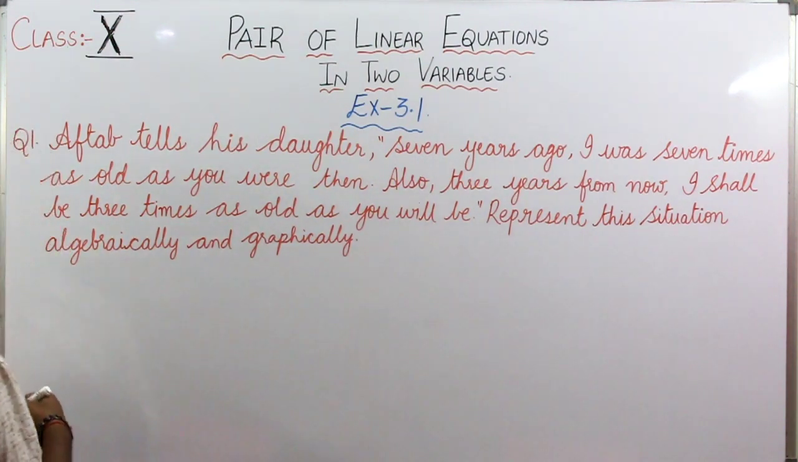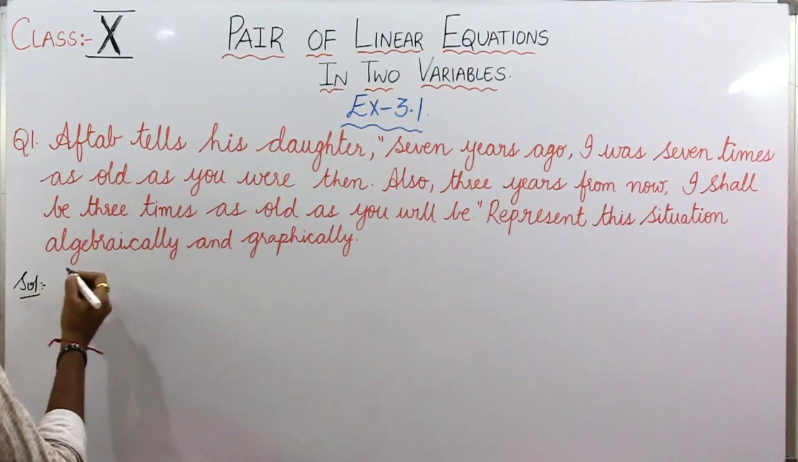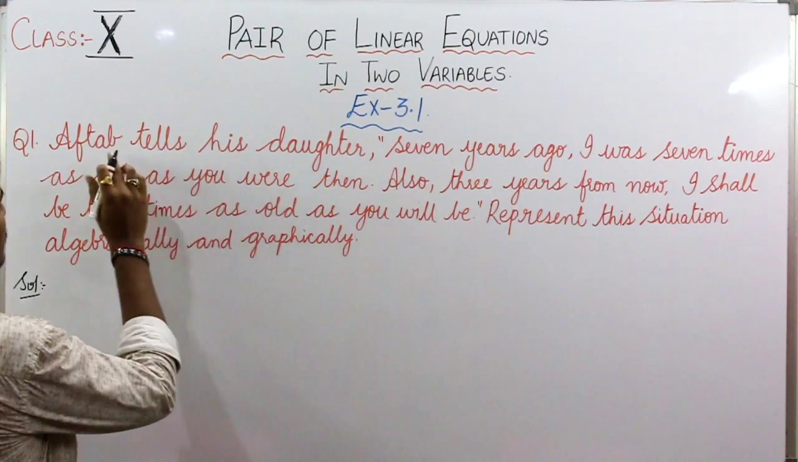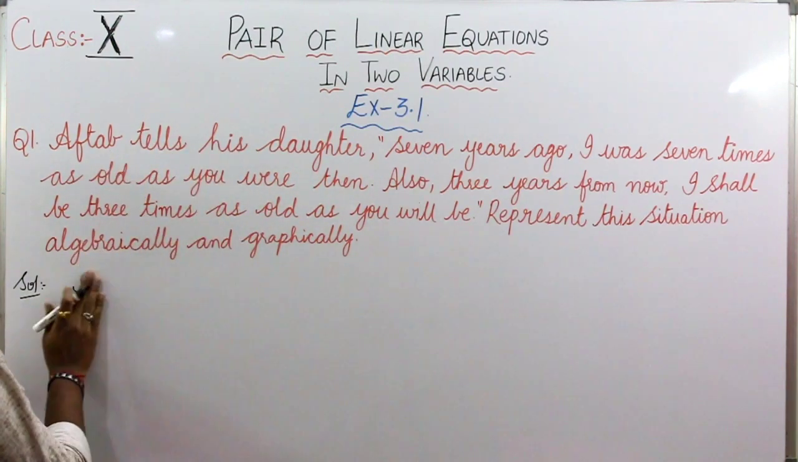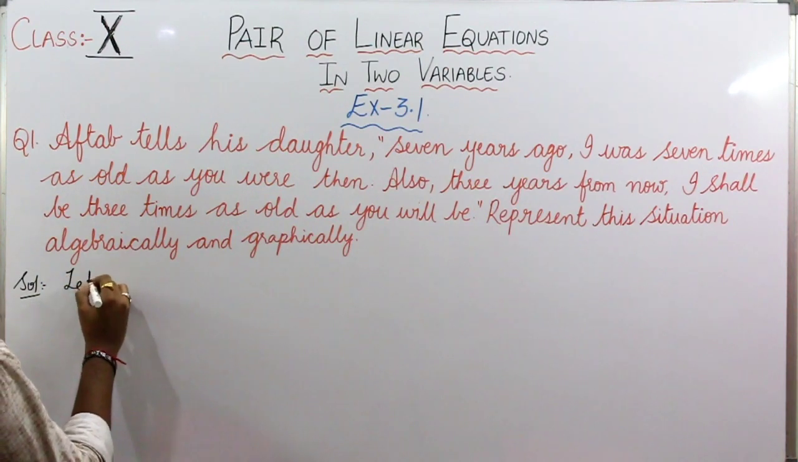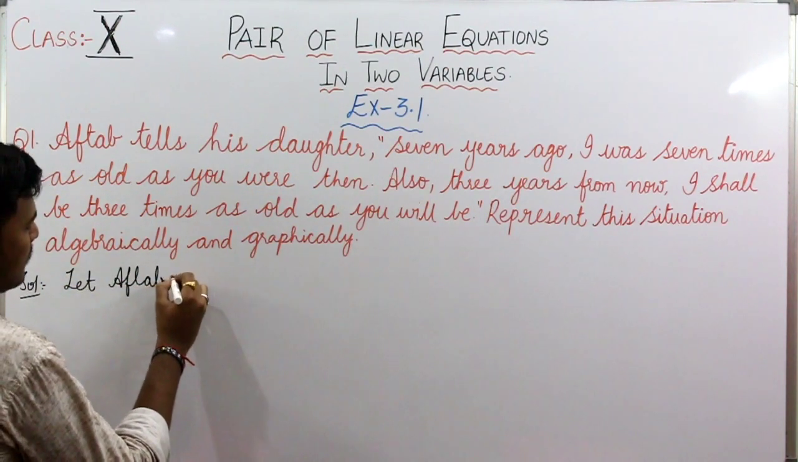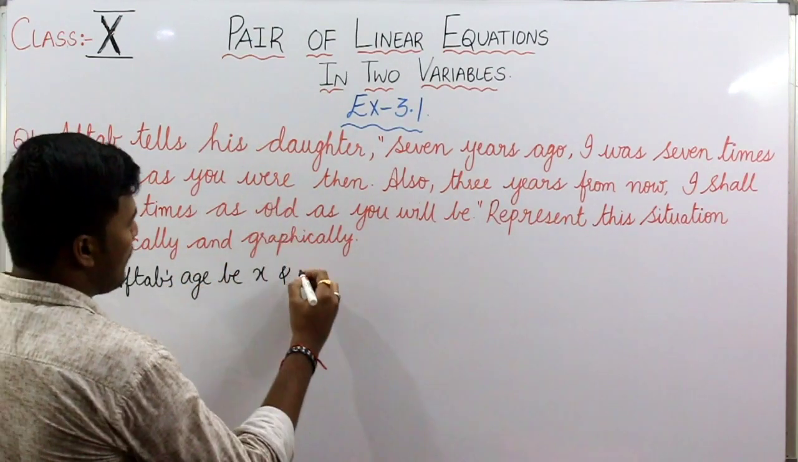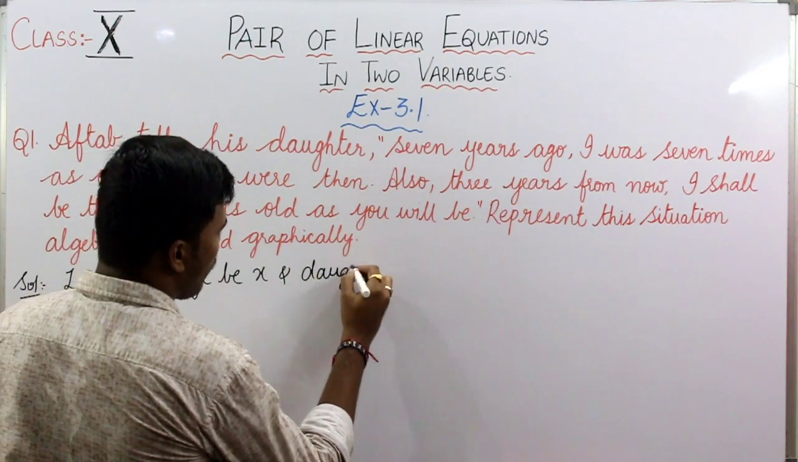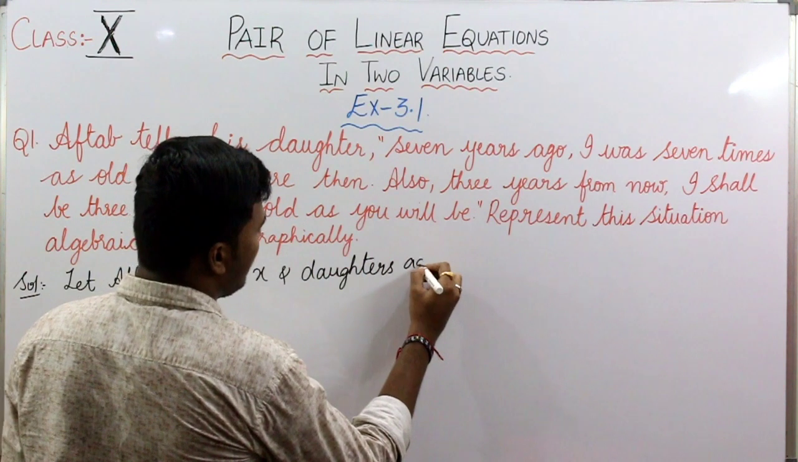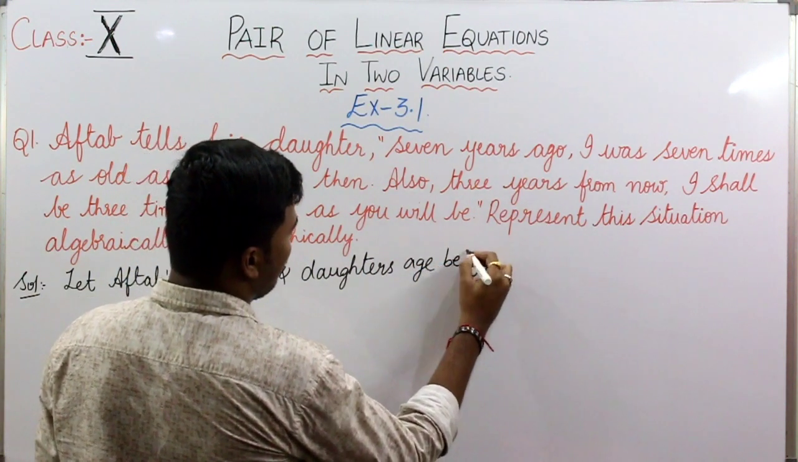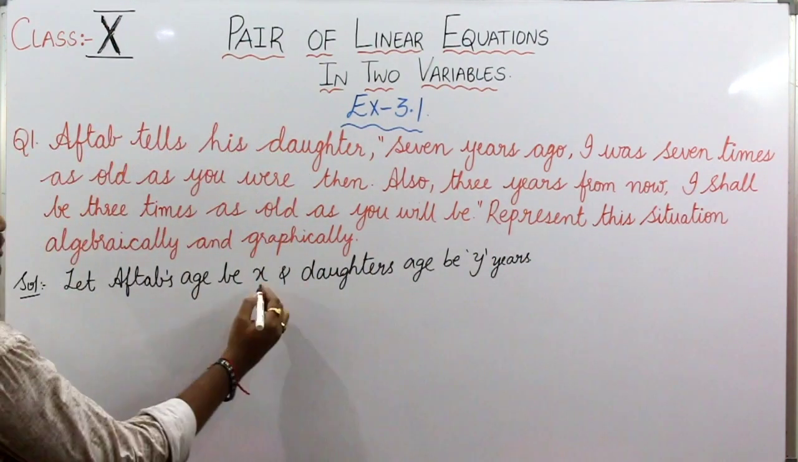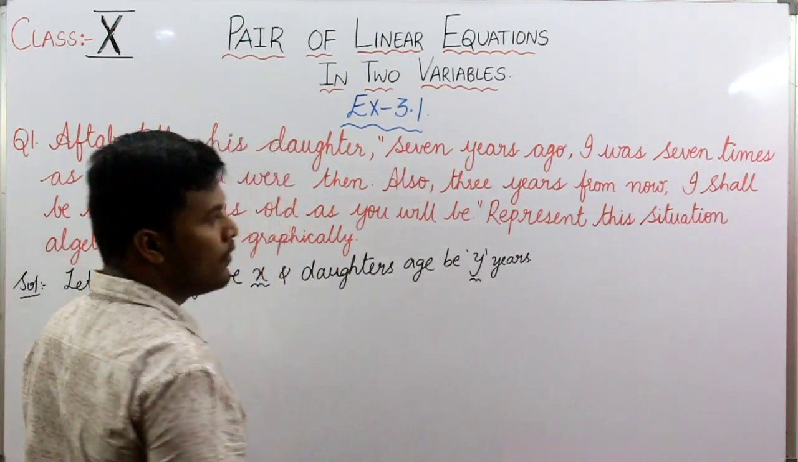For that, our first step is to find two variables. So here the two variables are x and y. Let Aftab's age be x, and daughter's age be y years. That is what we first have to do, assume two variables. We have assumed x and y as two variables.